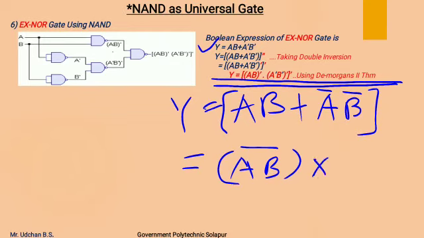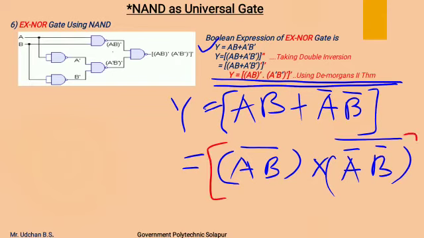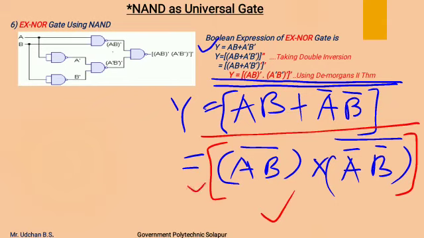Using De Morgan's theorem, I am writing this as A complement B complement its complement and their whole complement. Now the OR operation is converted into AND. Now I can implement the XNOR gate with this equation. This equation is written over here. Now let us see how we can get this one.